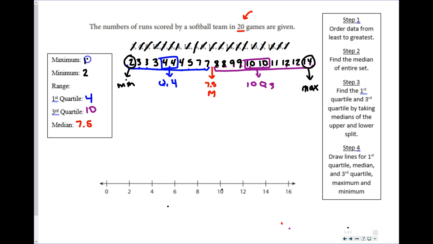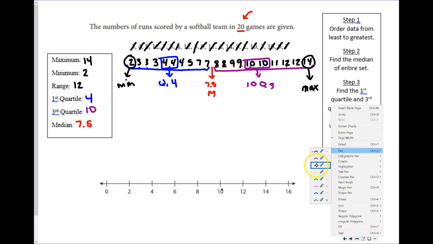Okay. I'd also like you to be able to find the range of this data, and that's pretty simple. All you have to do is take the maximum minus the minimum to get 12. Okay, 12 is your range, max minus min. And now the easy part is you're just going to plot these on the box plot.